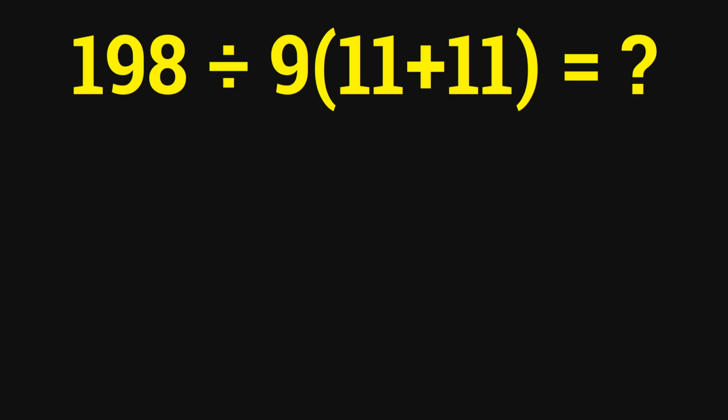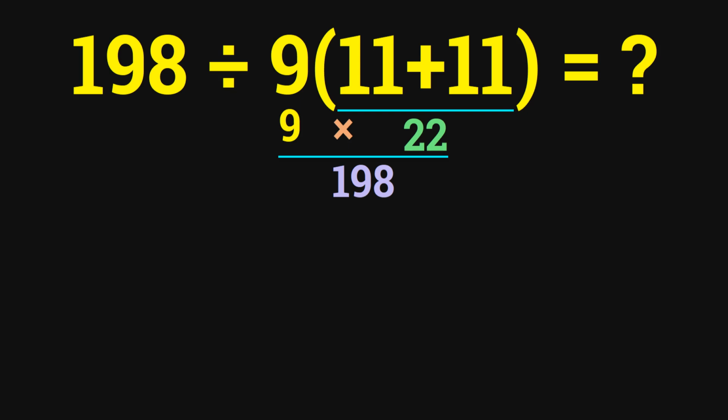11 plus 11 gives us 22. 9 times 22 equals 198. Drop down 198 and divide it by 198. This gives us 1.